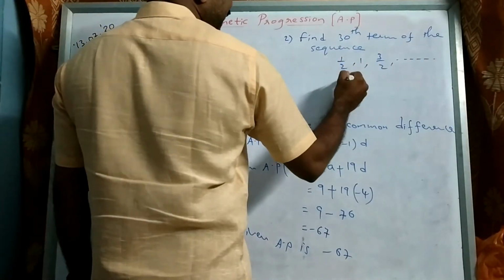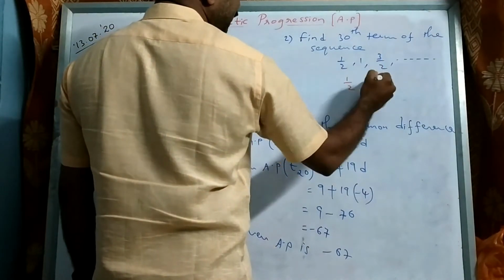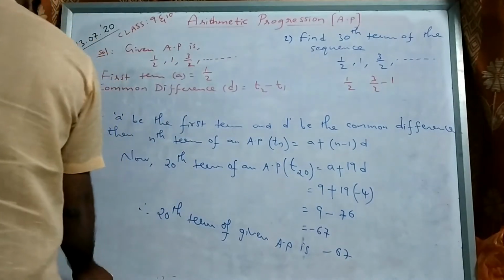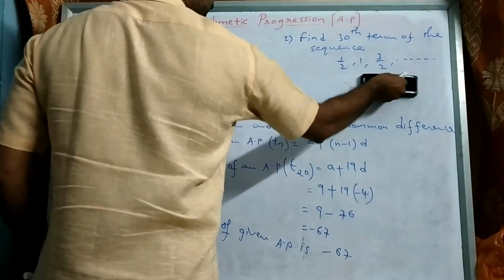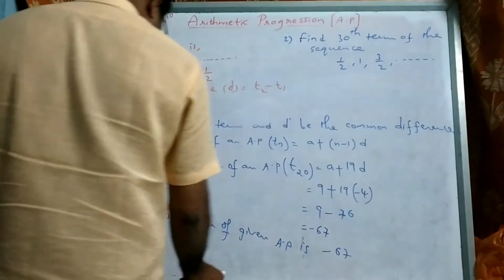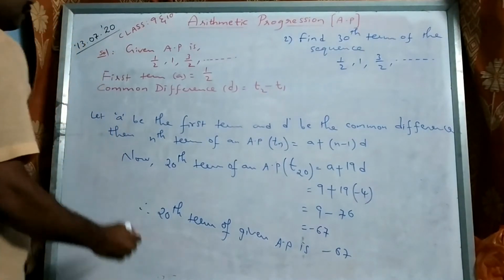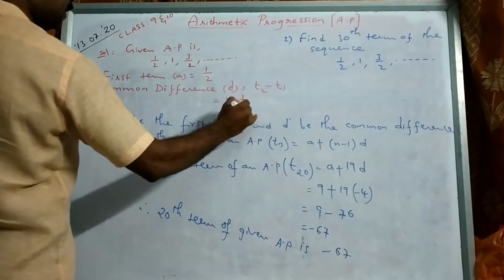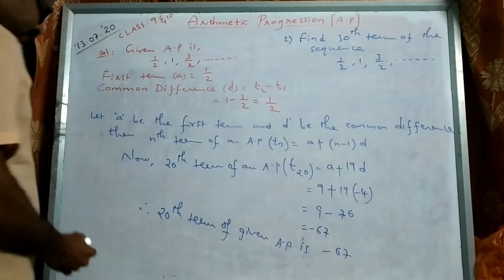1 minus 1/2 will be 1/2. 3/2 minus 1, 1/2. So the common difference is equal. Since the common difference is equal, it forms an AP. So the A value is 1/2, and the D value, how much? 1 minus 1/2, so 1/2.